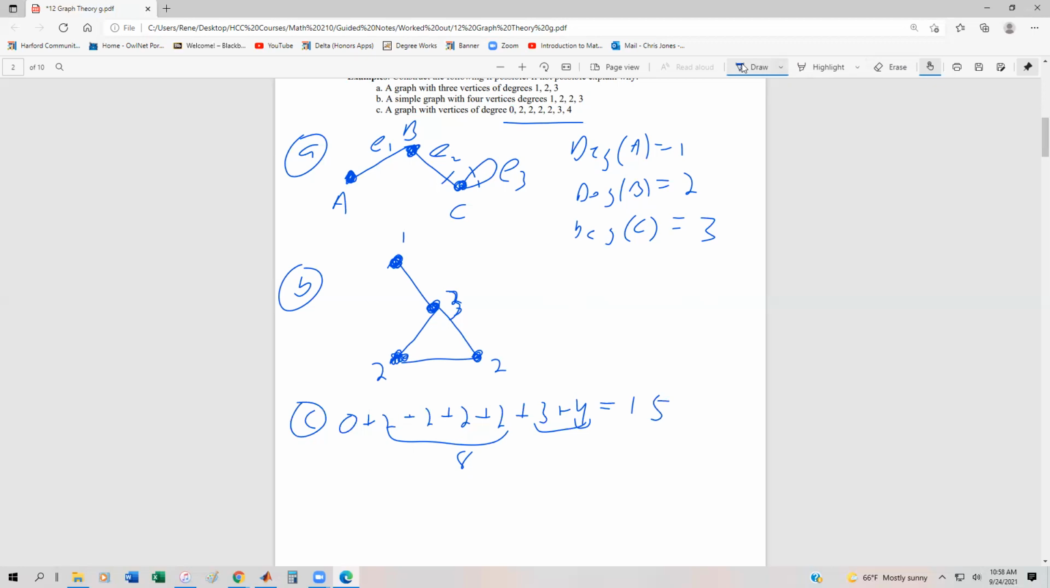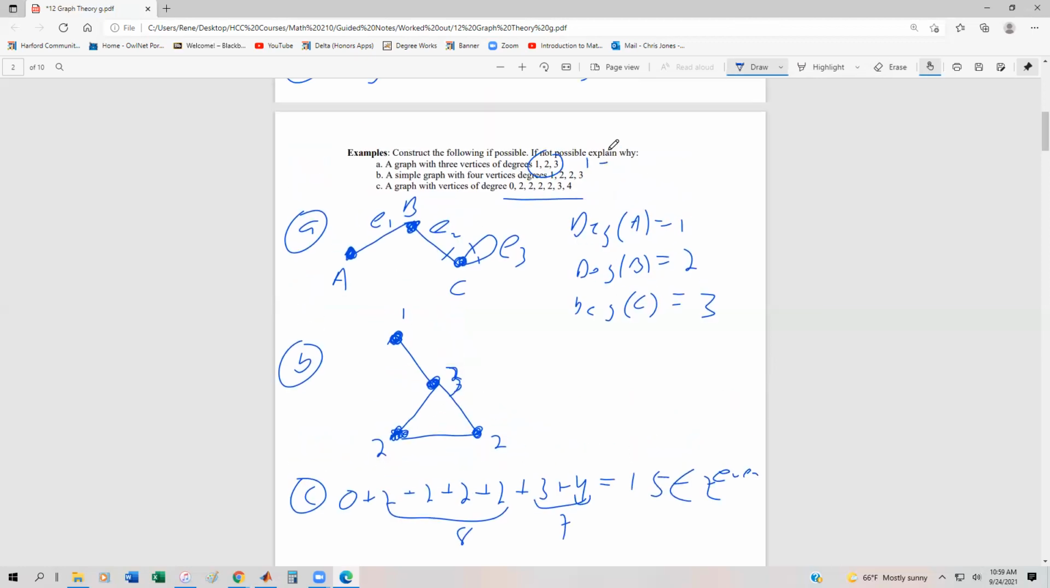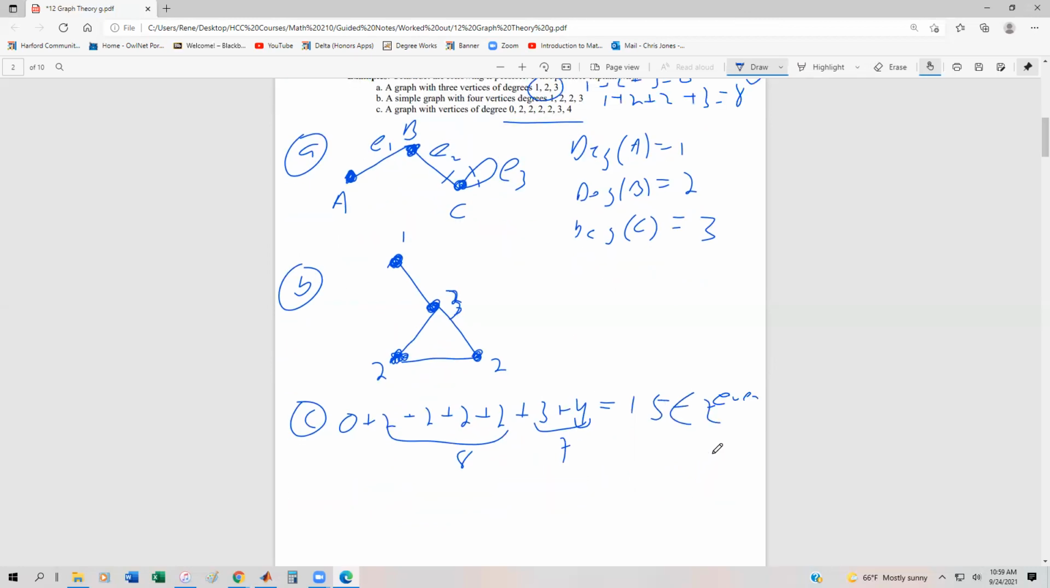All right, and so this is not possible, because this is not an even integer. And remember what we said earlier, that by the handshaking lemma, we have to have an even total degree for our graph. So that might be the first thing that you do before you even try to construct a graph. Like up here, 1 plus 2 plus 3 is 6. That's even. And then 1 plus 2 plus 2 plus 3, that's going to be 8, and that's even. But down here, 15 is not even, and so it is just not possible to construct that graph.